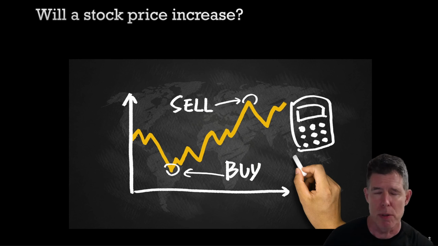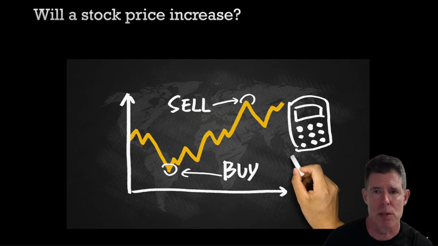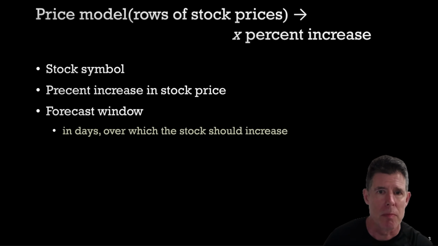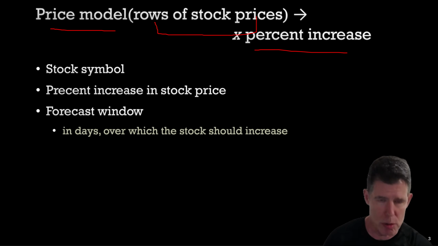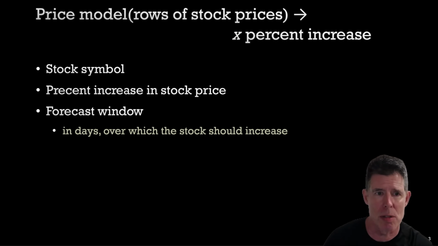So, if we look at a snapshot, a point in time, can we predict whether the stock price will increase over the next year or 6 months? So we're going to develop a price model that, given some rows of prior historical stock prices, we're going to predict some X increase. In particular, we'll choose 10% increase in price.